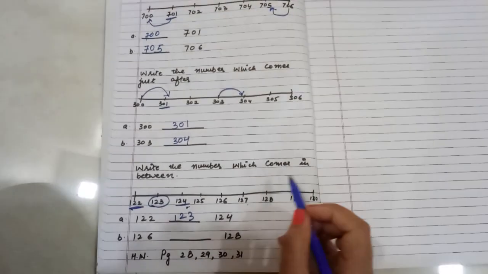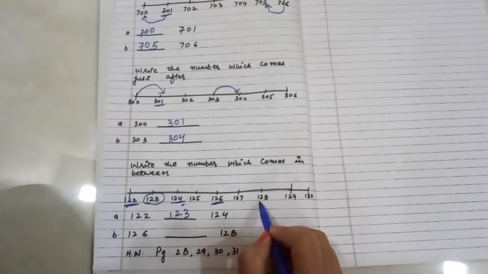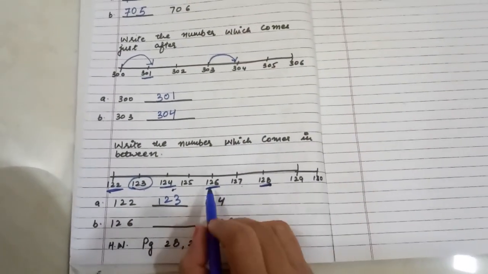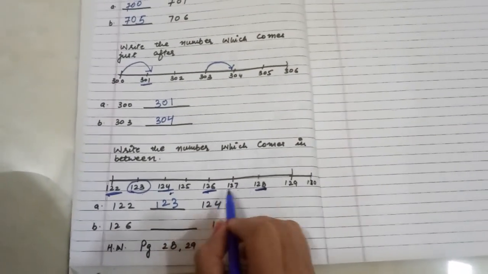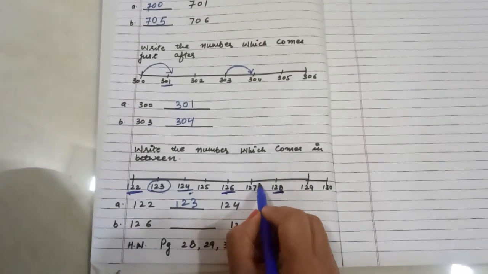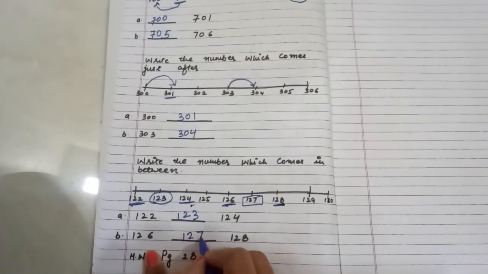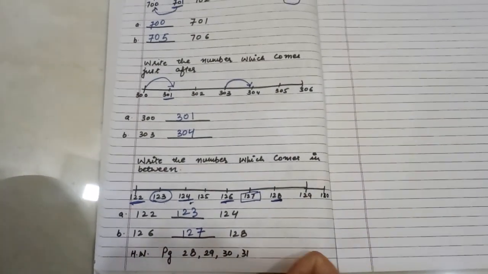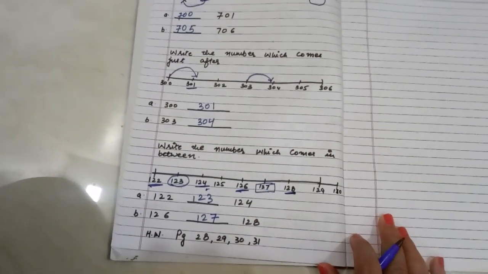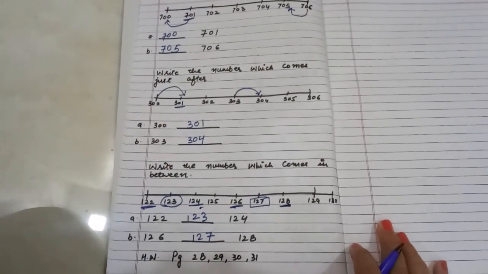Right? Now the next is between 126 and 128. This is my 126 and this is my 128. Right? Now you have to write the number which comes between both of these numbers. That is your 127. So you will write here 127. Right? So there are a few more examples in the book which we can do as your homework. Page numbers 28, 29, 30 and 31, and we'll share the solution with you soon.